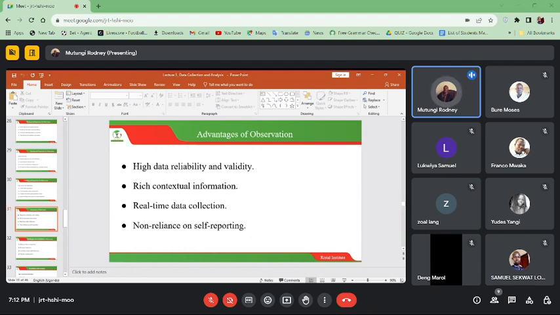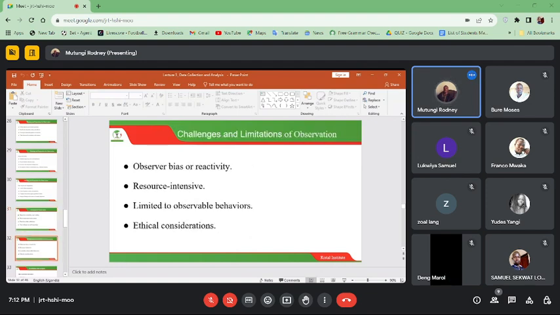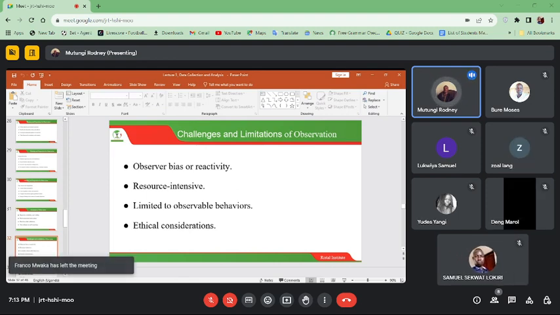Then high data reliability and validity, because of course you have collected it yourself. You have collected rich information, then it can be reliable and valid. So you can use it sometimes to generalize to the greater or the bigger population. Challenges is that it needs a lot of resources, especially if you are not going to do it alone. You have to hire and train other observers, and then it can also be limited by observer bias.